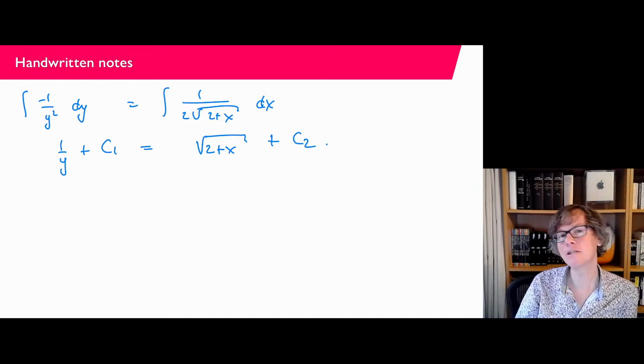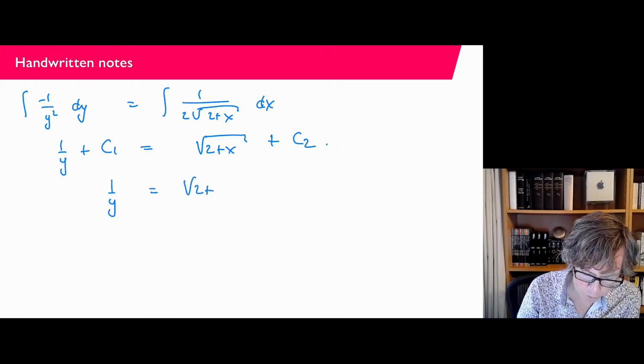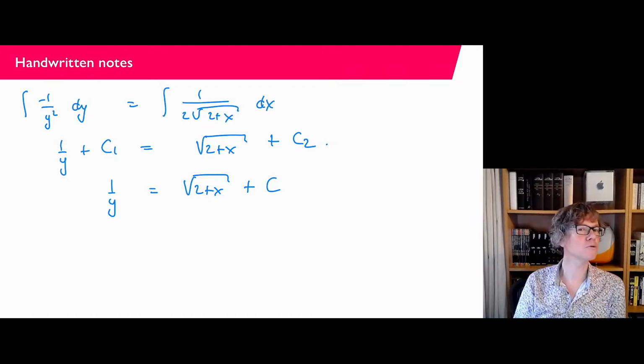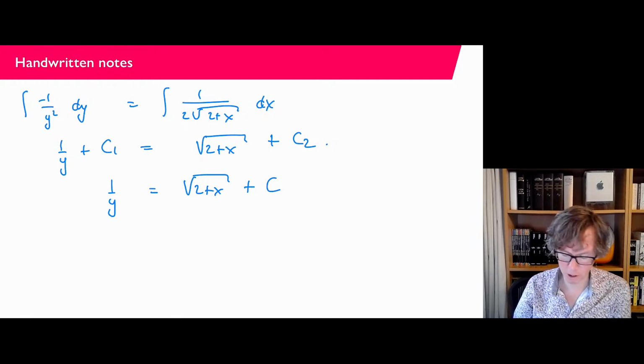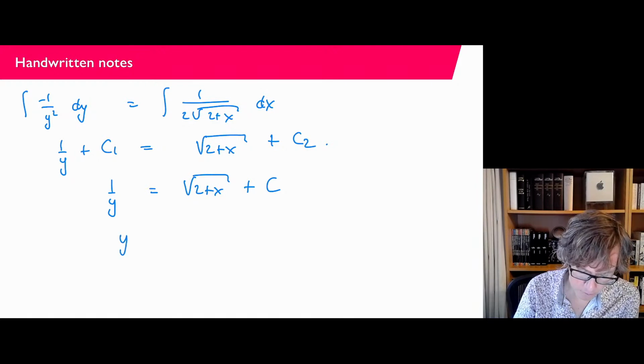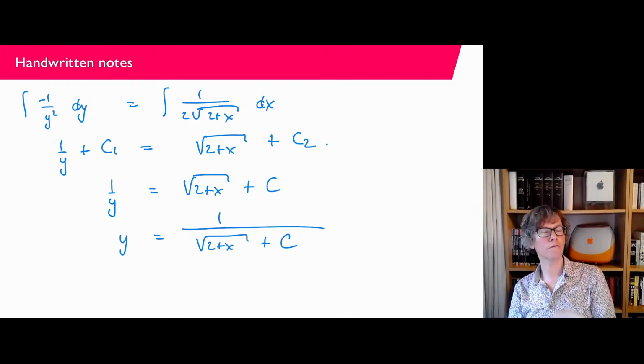So I can take these constants together, right? I can say that 1 over y equals the square root of 2 plus x plus c. And c is basically c2 minus c1, but I'm not interested in the values of these constants. So I just write c there, and I don't bother what it exactly is. So y itself is 1 over the square root of 2 plus x plus c. So this is the general solution of the differential equation.